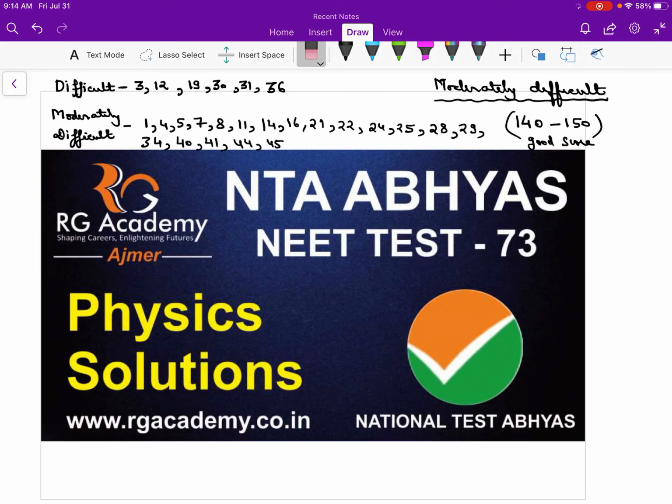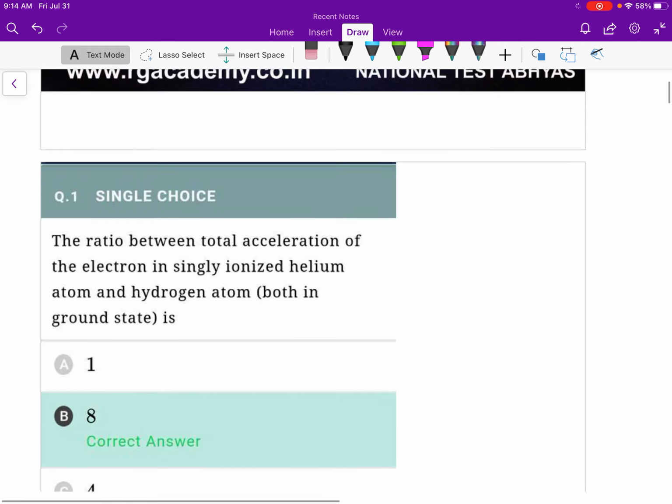हेलो स्टूडेंट्स, सो टेस्ट 73 का डिस्कशन स्टार्ट करते हैं। थोड़ा मॉडरेटली डिफिकल्ट साइड पे मैं पेपर को कैटेगराइज करूँगा। 6 क्वेश्चंस डिफिकल्ट हैं एंड मॉडरेटली डिफिकल्ट अराउंड 19 क्वेश्चंस है एंड 20 क्वेश्चंस में इजी कैटेगरी में डालूंगा। सो 140 to 150 इज अ गुड स्कोर.